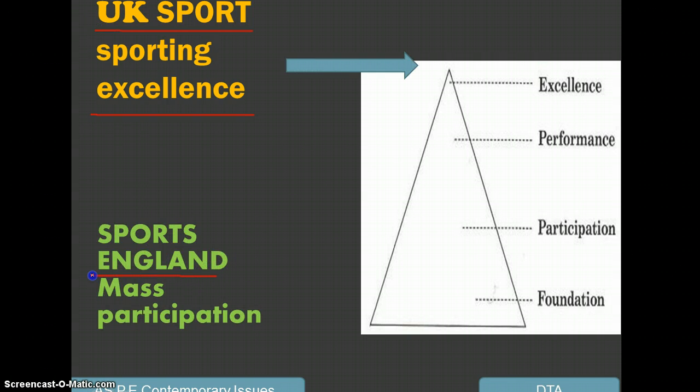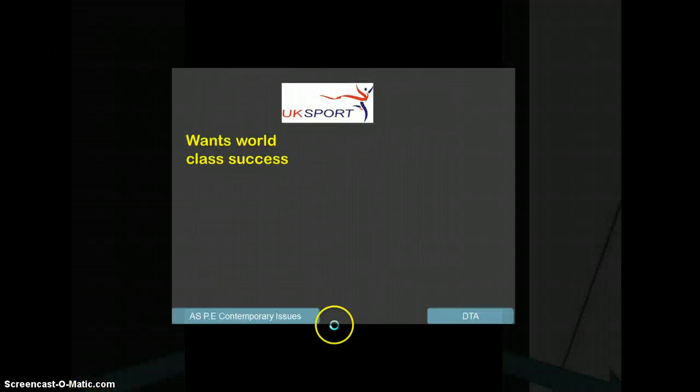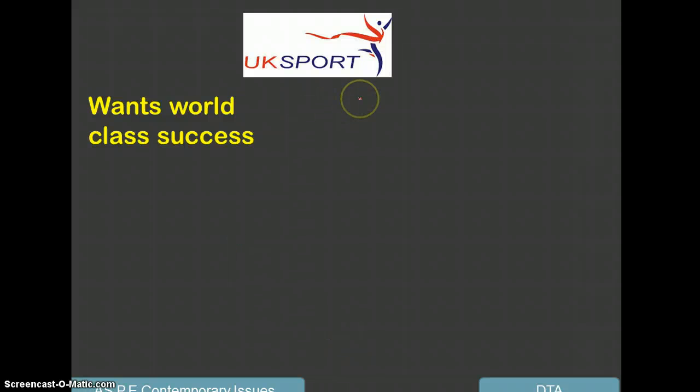Sport England, as we mentioned before, their main role is about mass participation, increasing the size of the foundation of this pyramid. So, what does UK Sport actually want? Quite clearly, we want sporting world success. And I think from the 2012 Olympics we can see how that was actually borne out.